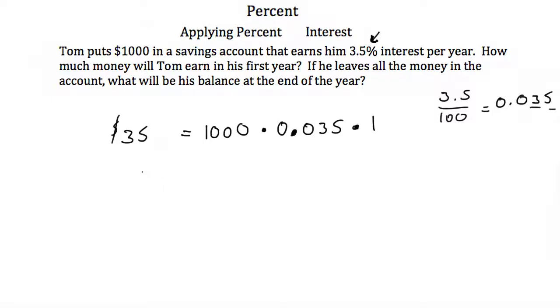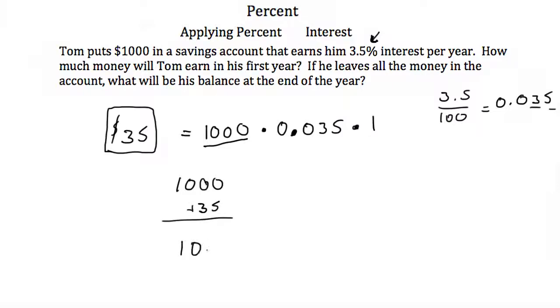Well, if he leaves all his money in the account at the end of the year, he's going to have his original $1,000 and then his $35. So his balance at the end of the year is just $1,000 plus $35, or $1,035. And that completes the tutorial on percent.